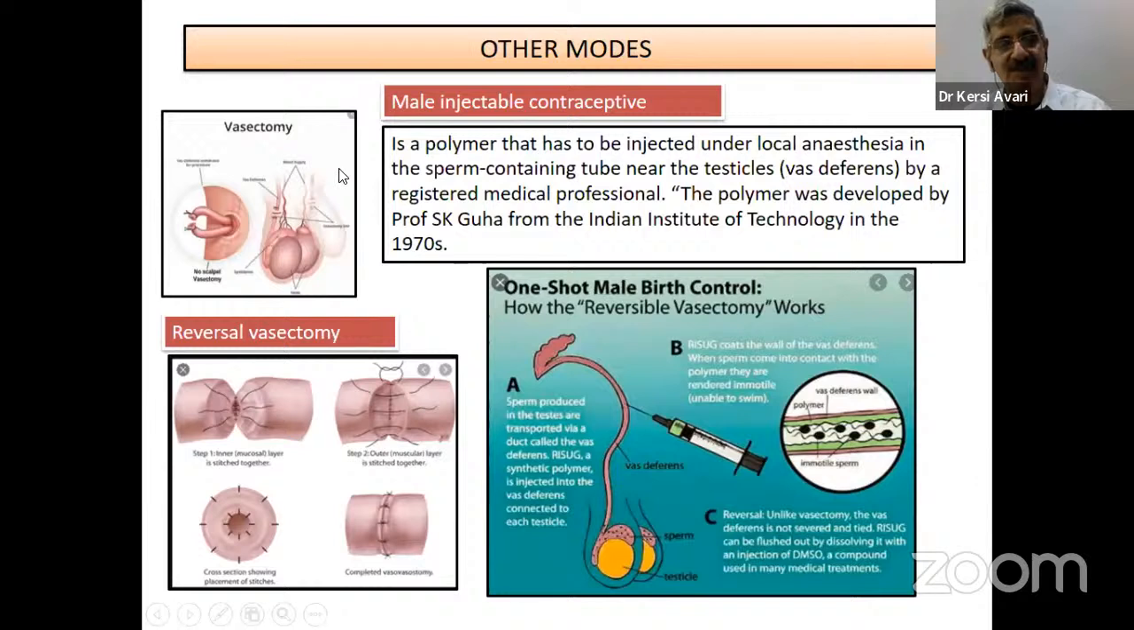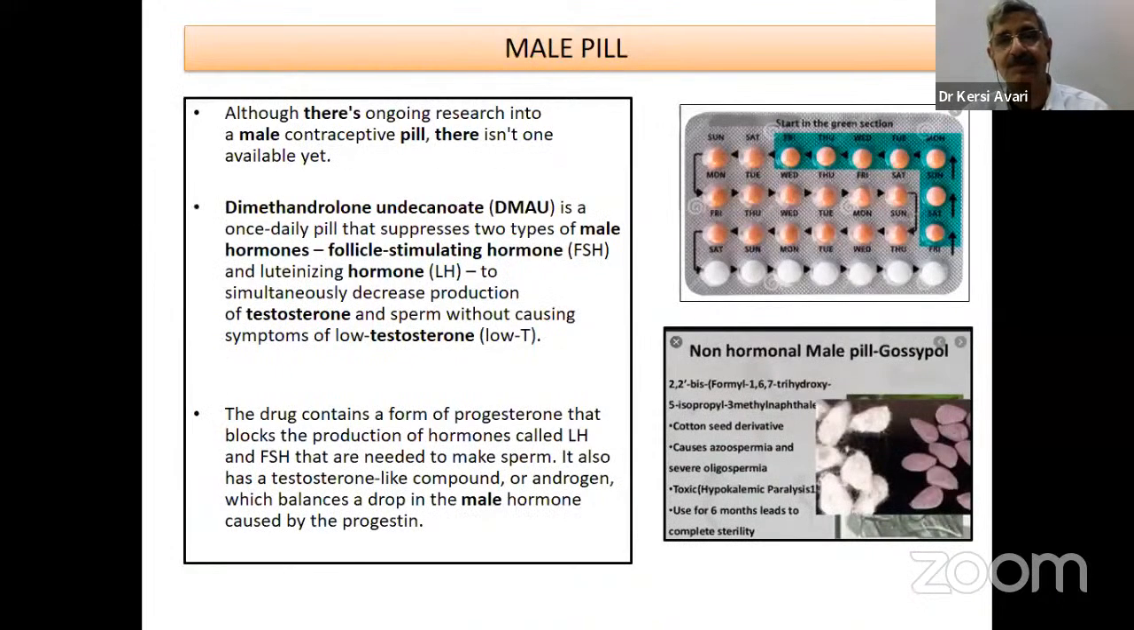Other methods apart from vasectomy: there can be reversal, vasovasostomy, or there was another method in which a gel, a synthetic polymer, was inserted into the tubes, making it difficult for the sperm to travel from the vasa deferentia. But these were all experimental; they haven't been mass tried. I don't think any clinical trial has taken place in such a case.